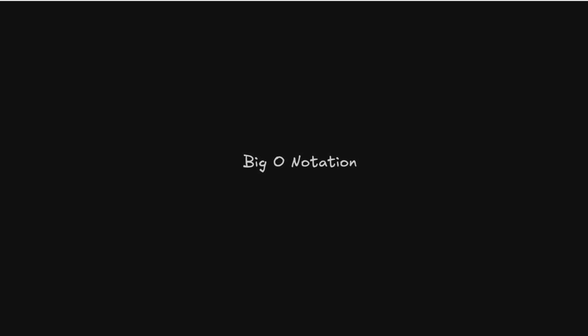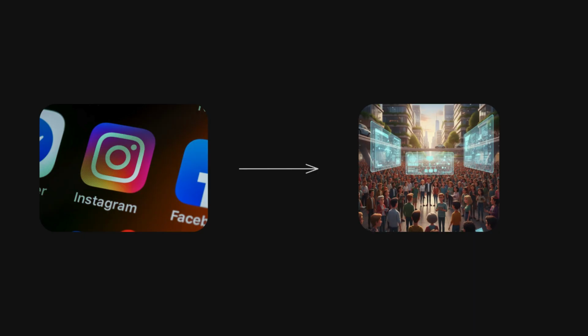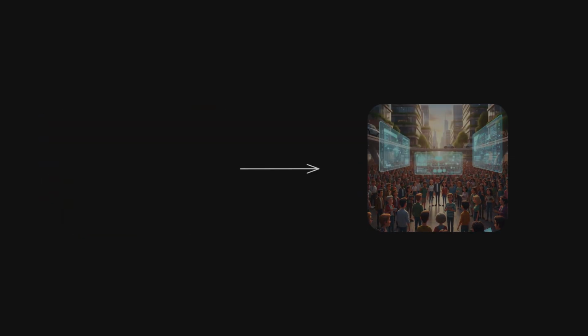Hi, today let's understand Big O notation in practical terms, because this is one of those concepts that shows up everywhere once you start building real software. If you have ever wondered how applications like Instagram or Facebook can handle millions of users without slowing down, while other applications struggle at much smaller scale, Big O is a big part of that answer.